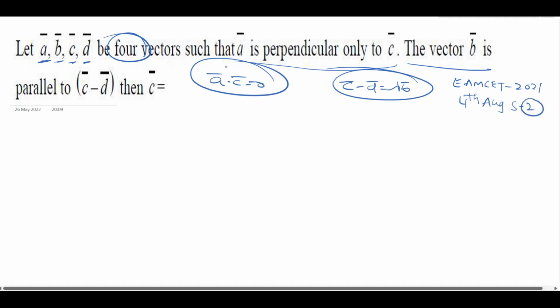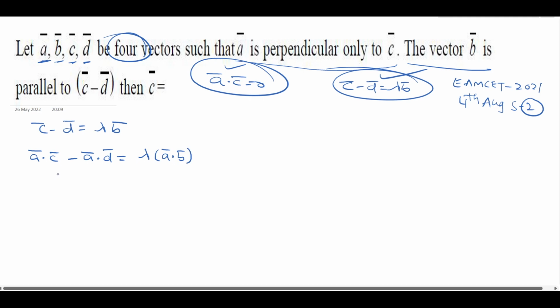Here is given A bar dot C bar is equal to 0 and C bar minus D bar is equal to lambda B bar. Now I take C bar minus D bar is equal to lambda B bar. Applying dot product with A bar, that is A bar dot C bar minus A bar dot D bar is equal to lambda into A bar dot B bar.